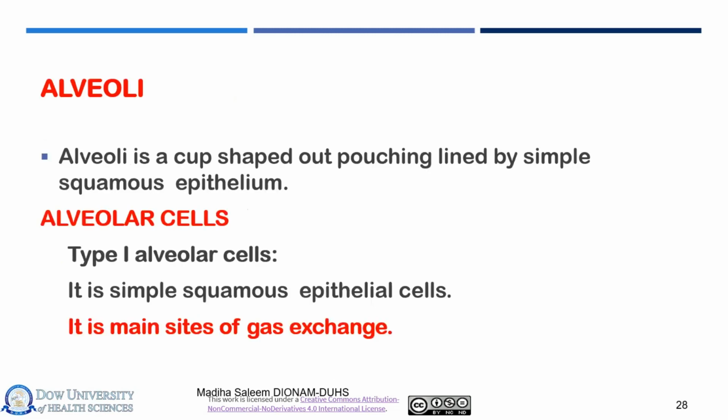Now we have alveoli. Alveoli are cup-shaped outpouchings lined by simple squamous epithelium. Type 1 alveolar cells are simple squamous epithelial cells.